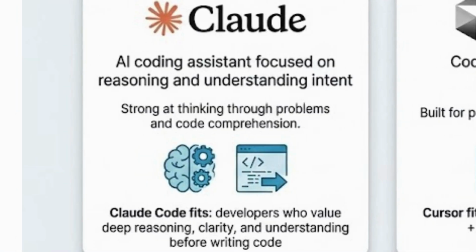Now we add Claude Code into the picture. Claude Code sits somewhere different from both of these. Its core purpose is centered around high-quality reasoning, understanding intent, and assisting with complex thinking around code. Rather than being primarily an editor-first experience, Claude Code feels more like an assistant that's strong at understanding requirements, reasoning through logic, explaining and generating code with clarity, and helping developers think through problems before and during implementation. So instead of living strictly inside an editor, it focuses more on being a strong coding intelligence you can interact with directly.